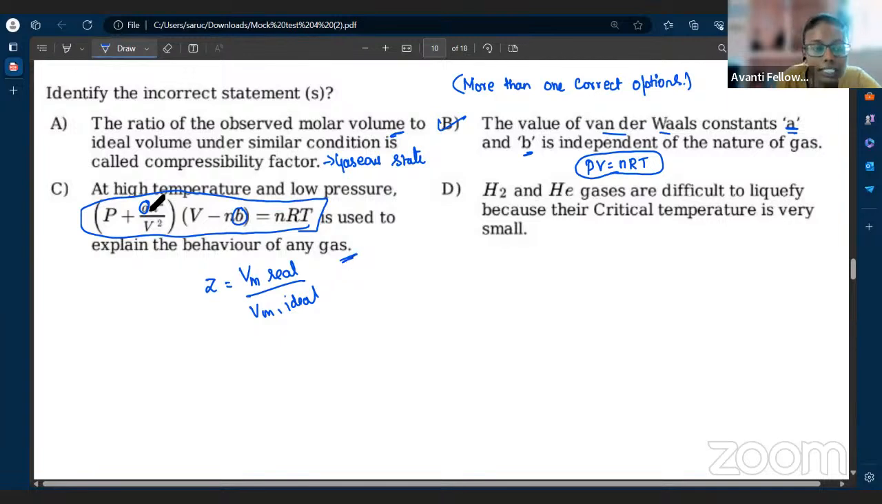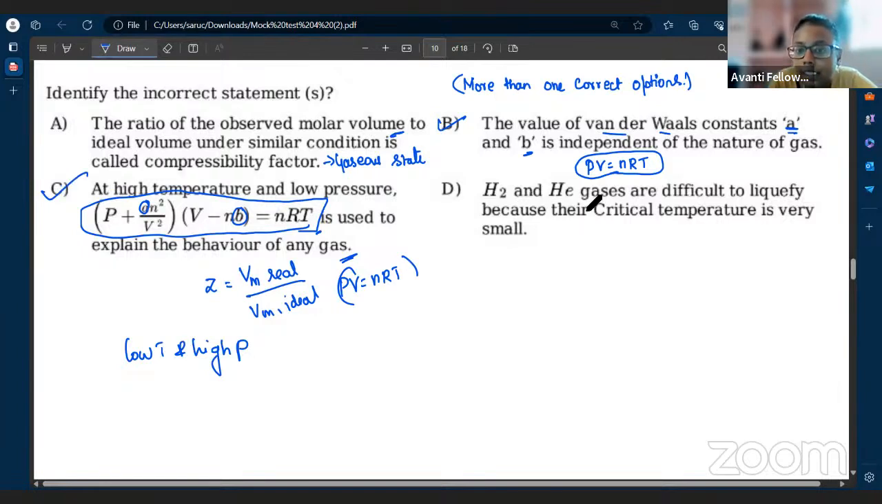The behavior of any gas at high temperature and low pressure is given by what? PV = nRT. At high temperature and low pressure, the gas follows PV = nRT. It will follow the Van der Waals equation at low temperature and high pressure. So this statement is incorrect.